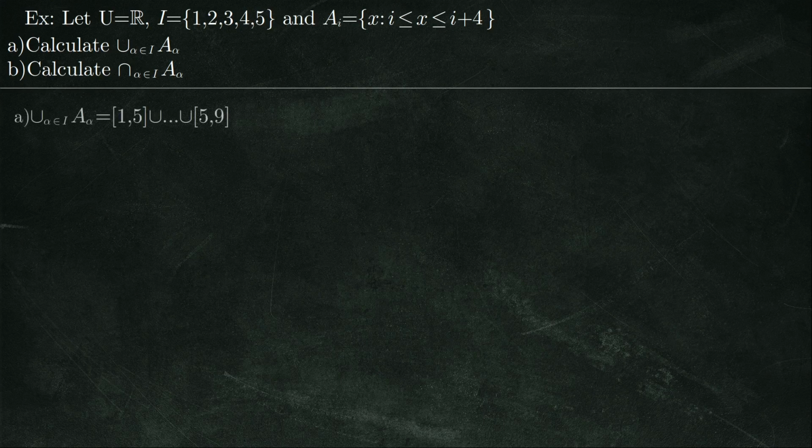So for part A, we calculate the union, so it's the union of all the closed sets, 1 to 5, 2 to 6, all the way up to 5 to 9. And this is all the values all the way from 1 all the way up to 9. So it's just the closed interval 1 to 9.